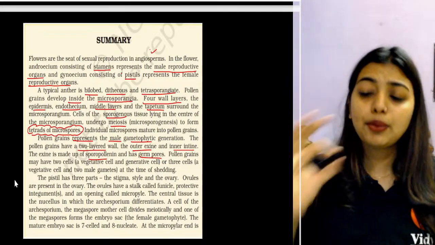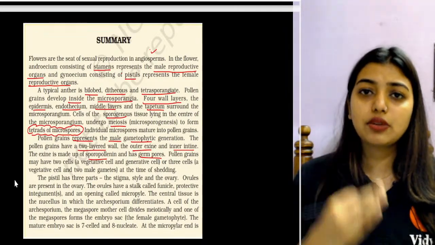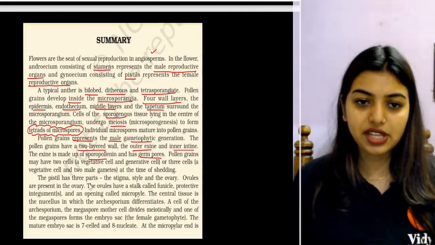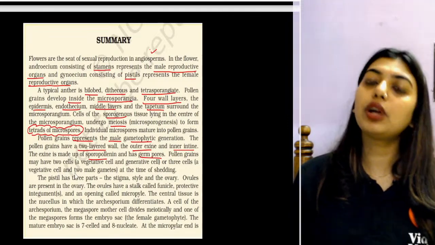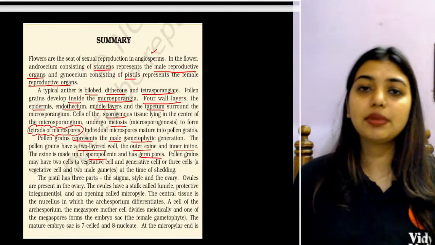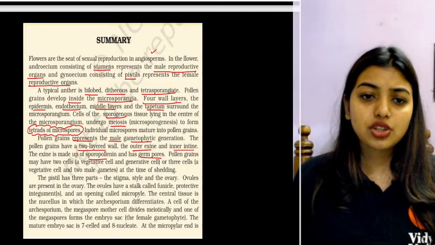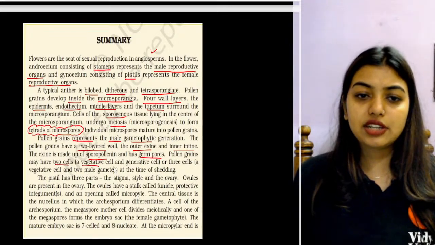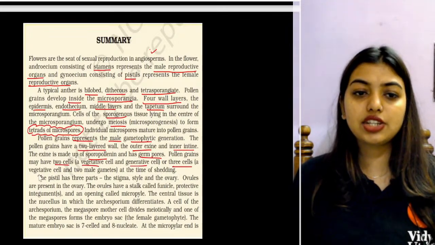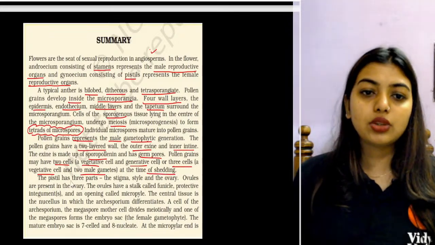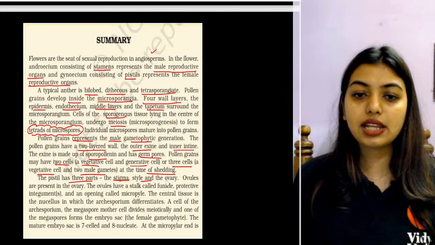Okay, now the pollen grains have 2 cells, one vegetative cell and one generative cell. The vegetative cell will give all the food reserve for the generative cell. Okay, the generative cell will have 1 male gamete, or they can have 2 male gametes, depending on whether it is a 2 cell stage or a 3 cell stage. So look here, 2 cells, a vegetative cell and a generative cell. 3 cell stage, a vegetative cell and 2 male gametes at the time of shedding. Is this clear?